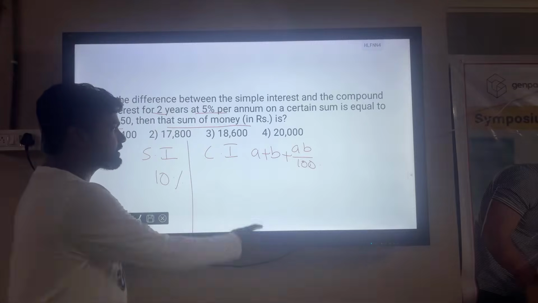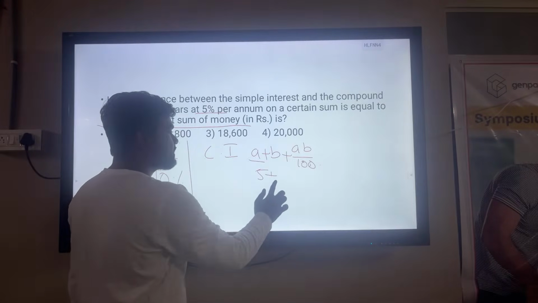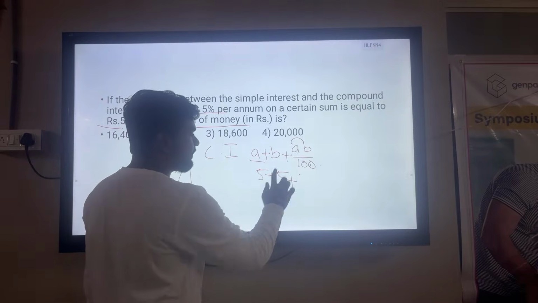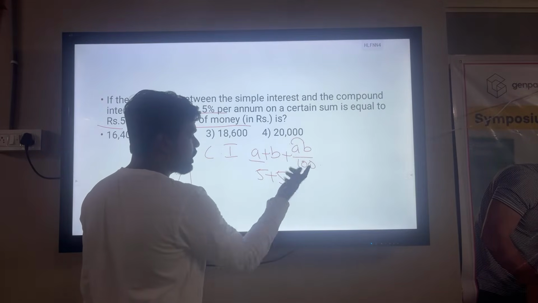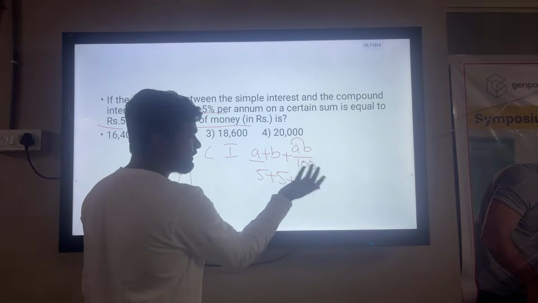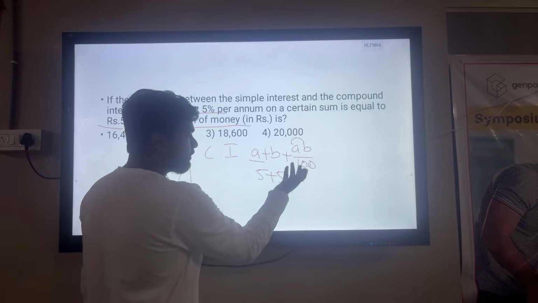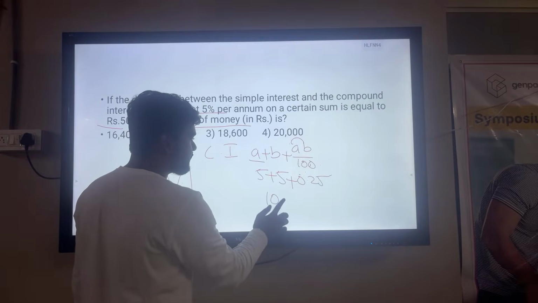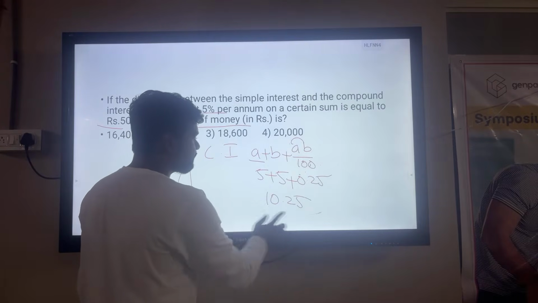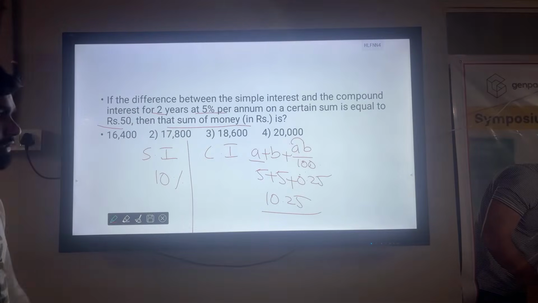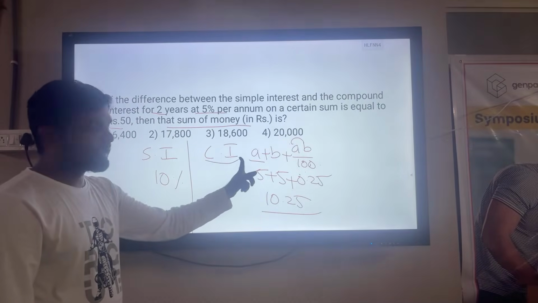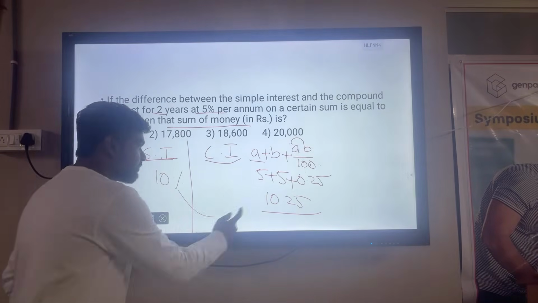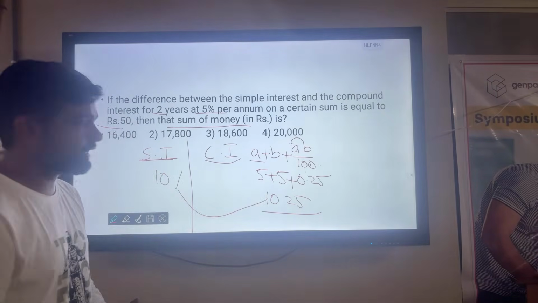First year rate of interest is 5%. Second year is also 5%. A and B, 5 into 5, 25. 25 by 100 means 1 by 4, which means 0.25. Finally, what is the answer here? 10.25. This is compound interest. This is simple interest. What is the difference between them? 0.25%.